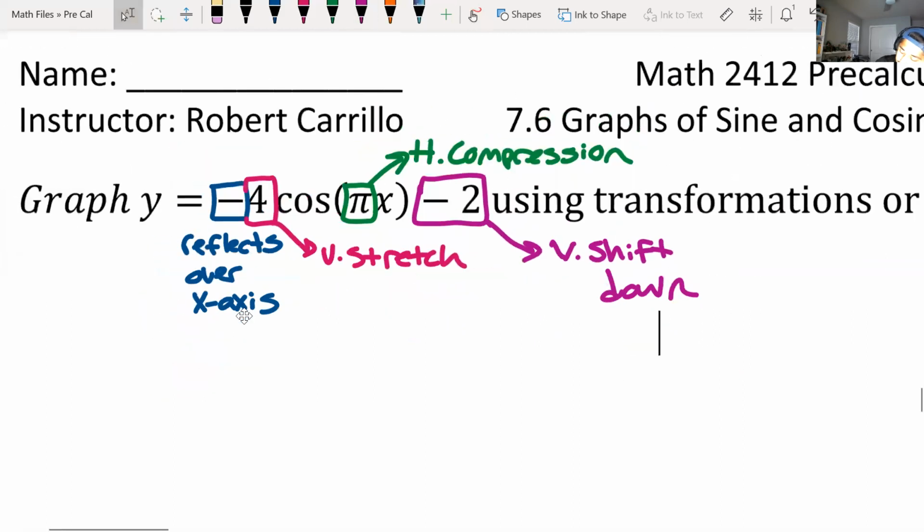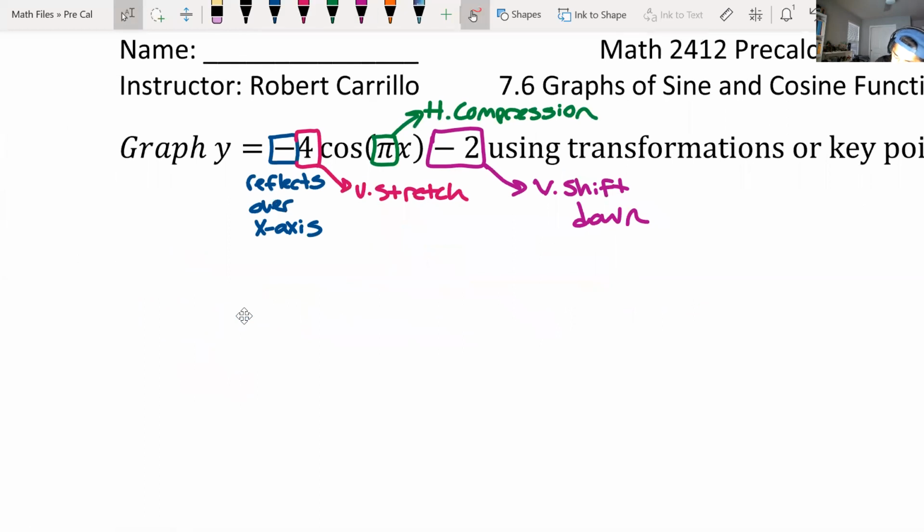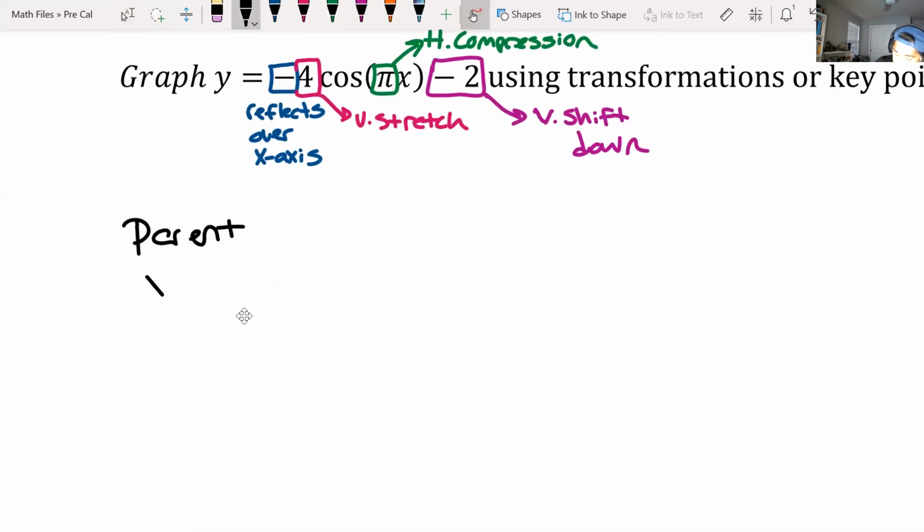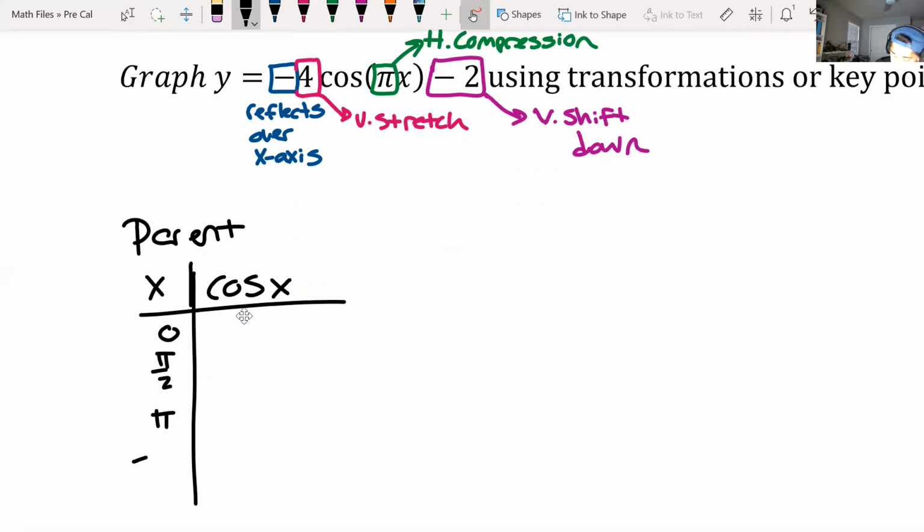We're transforming cosine. So here I'll make my parent function chart. And like I said, I just need that one cycle. So here's x and the cosine of x. And I'm just going to go from 0, pi over 2, pi, and 2 pi. And we know that this is 1, 0, negative 1, 0. And now I will transform.